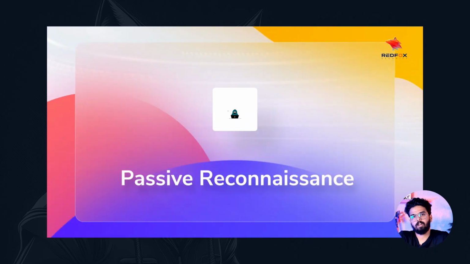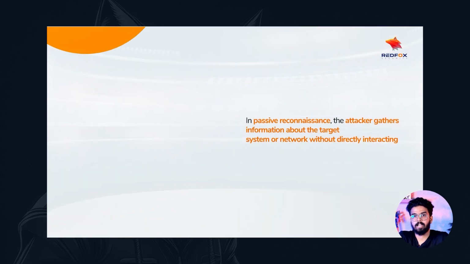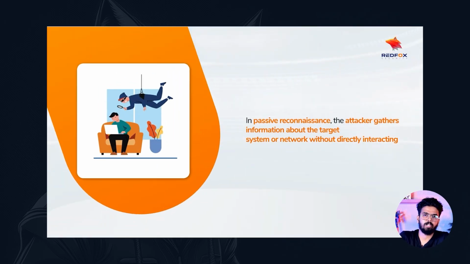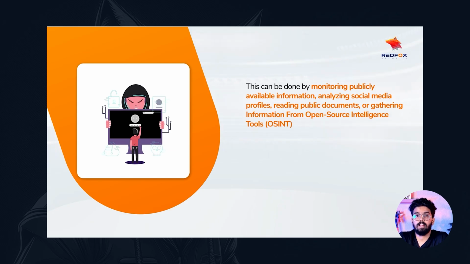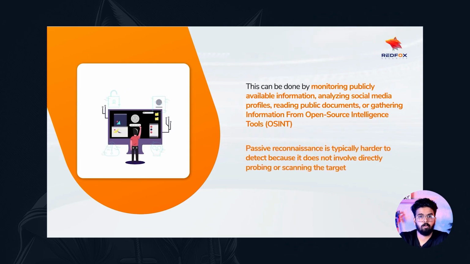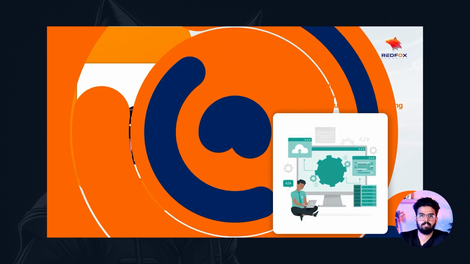Moving on to passive reconnaissance. In passive reconnaissance, the attacker gathers information about the target system or network without directly interacting. This can be done by monitoring publicly available information, analyzing social media profiles, reading public documents, or gathering information from open source intelligence tools. Passive reconnaissance is typically harder to detect because it does not involve directly probing or scanning the target.